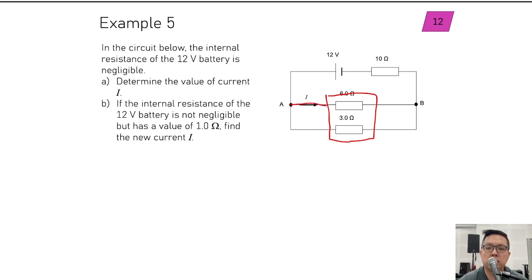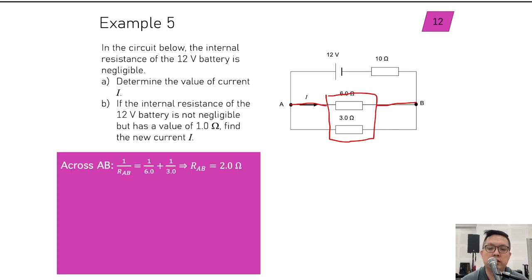Combine them together. First thing first, across AB, we combine the 6 and 3 in parallel first. 1 over 6 plus 1 over 3, then invert the answer, you get 2 ohms. So this 2 ohms effective, let me label it for you, is in series with the 10 ohms.